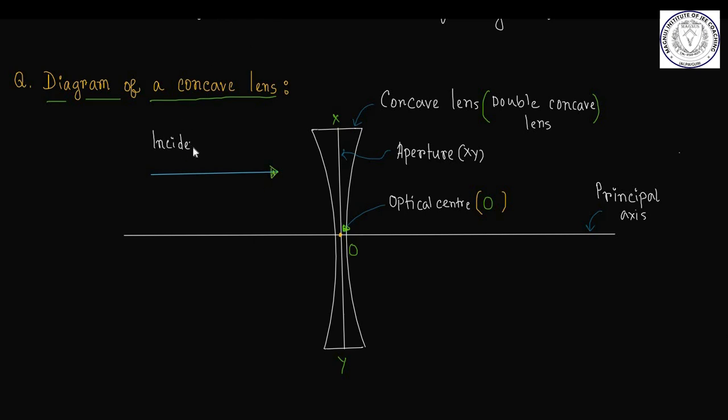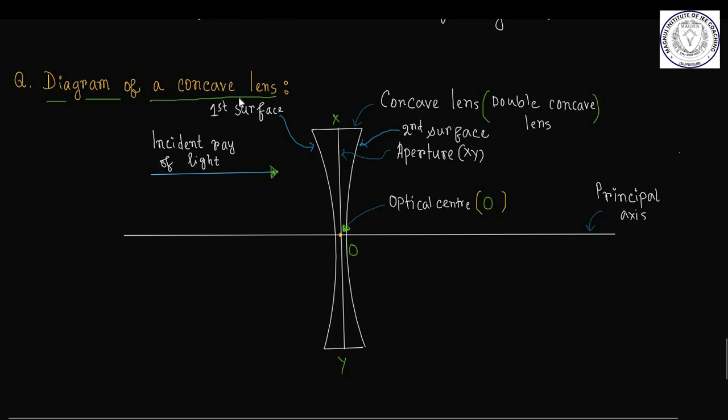This is the incident ray of light. With respect to the incident ray, we can decide which spherical surface is the first. This is the first spherical refracting surface of the lens on which the incident ray of light is incident. And this is the second refracting concave surface, from which the ray of light will emerge.